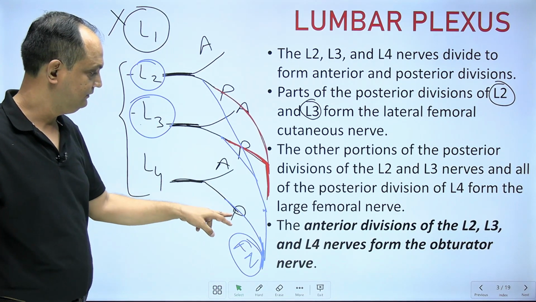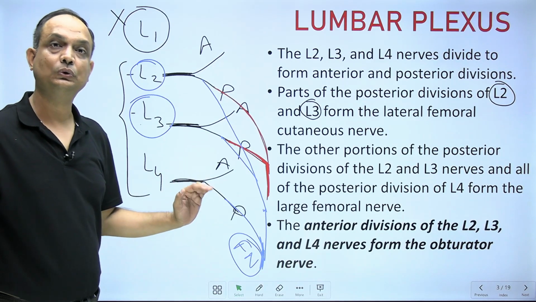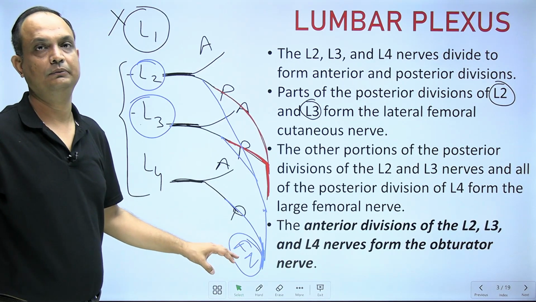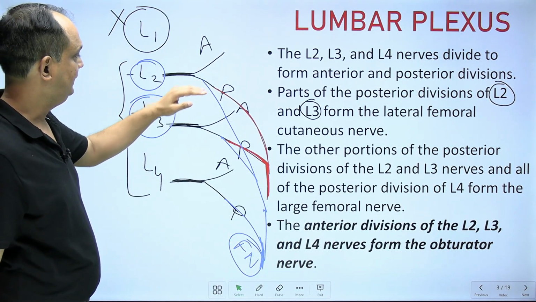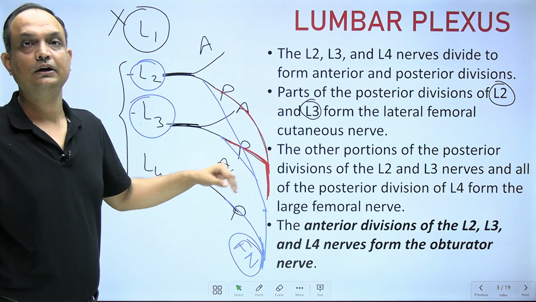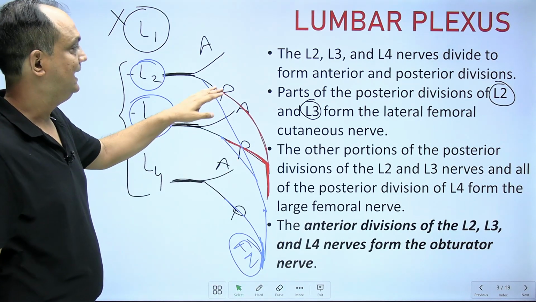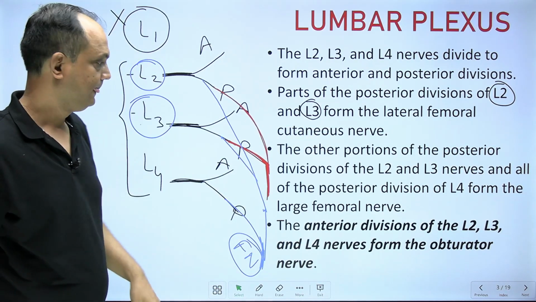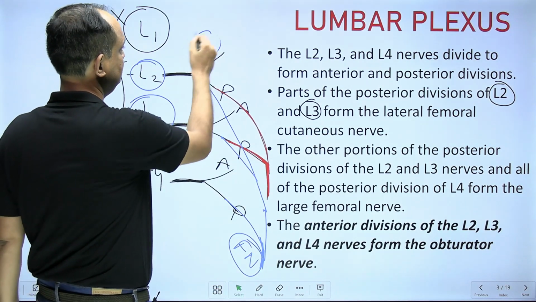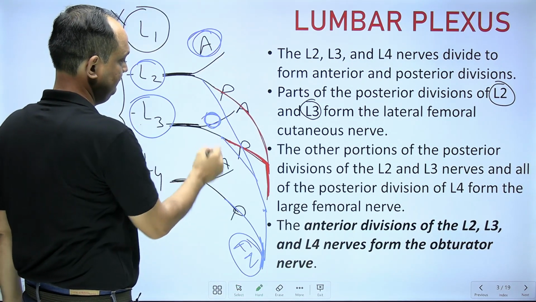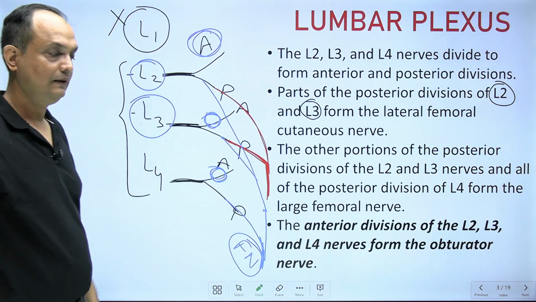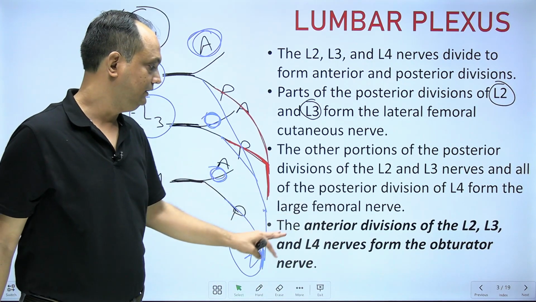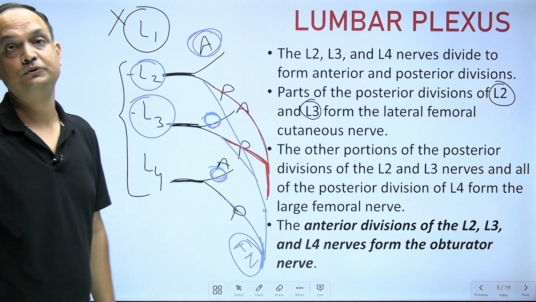That means the posterior division of L4 is solely contributing in the femoral nerve, while the posterior division of L2 and L3 are contributing in two nerves. One is the lateral femoral cutaneous nerve and second is femoral nerve. Now what happened with these three anterior divisions of L2, L3, L4? So the anterior divisions of L2, L3, L4 form the obturator nerve.